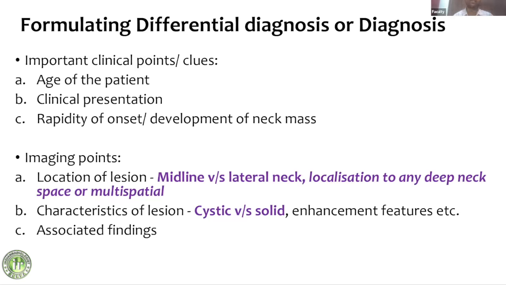Then we have to characterize the lesion. Most important, we have to know whether it is a cystic or solid lesion. That can be very well appreciated on a simple ultrasound examination. And then the enhancement feature, signal intensity, all of this we have to take into account. And along with that, the associated findings: is there any bony change, is there any mass effect, and what is the complete extent, we have to evaluate and give our diagnosis as well as the staging if it is required.